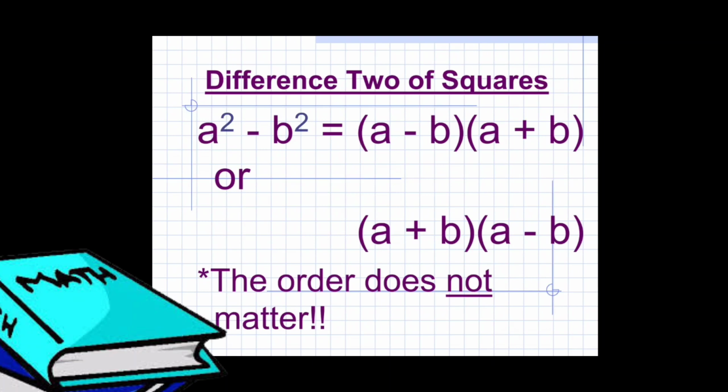So, after verifying that you have a difference of two squares, you can now factor it as a product of two binomials with alternating signs in the middle, positive and negative. So, a squared minus b squared is equal to the quantity of a minus b times the quantity of a plus b, or a plus b times the quantity of a minus b. So remember, the order does not matter.